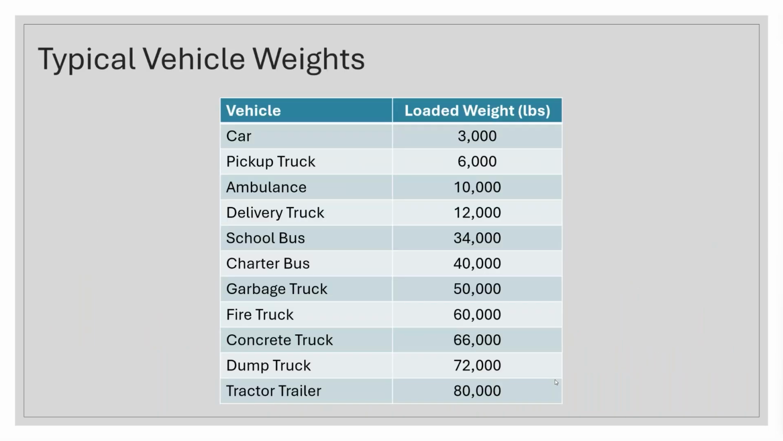So looking at some typical vehicle weights: cars, pickup trucks, ambulance, delivery truck, school buses, charter buses, garbage trucks, fire trucks, concrete truck, dump truck, tractor trailer. So we run the whole gamut. And a lot of times local agencies kind of feel like, well, it's a neighborhood. I don't need to worry so much in this residential area about pavement structure because it's just residential. We'll just design for passenger cars. They don't do that much damage.